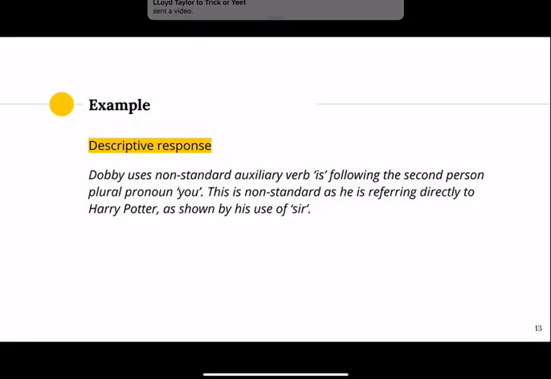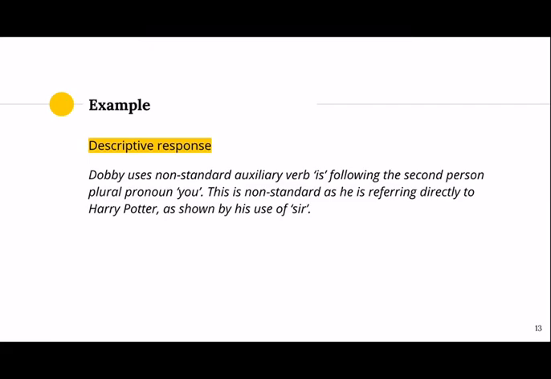On the other hand, we also have a descriptive approach. So Dobby uses the non-standard auxiliary verb is following the second person plural pronoun you. This is non-standard as he is referring directly to Harry Potter as shown by his use of sir.